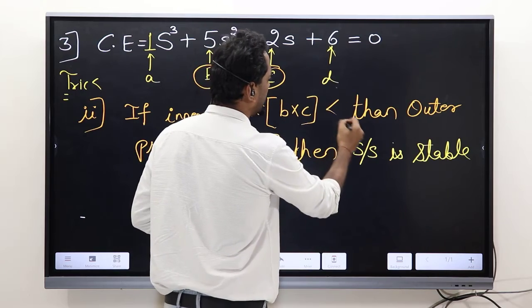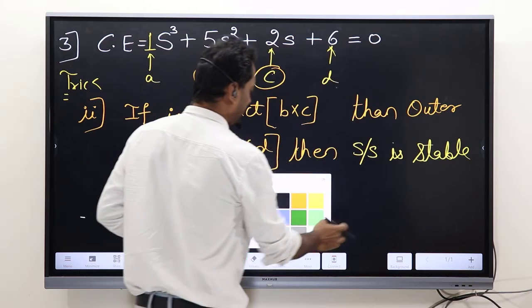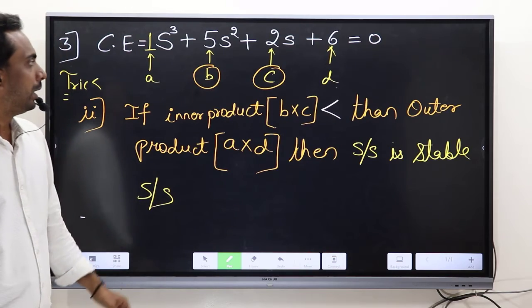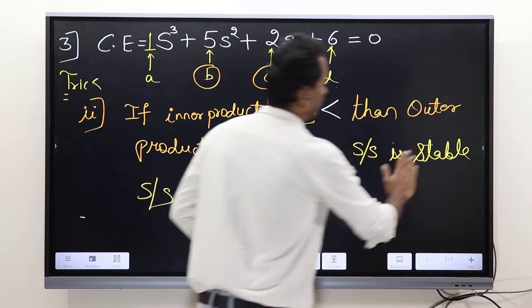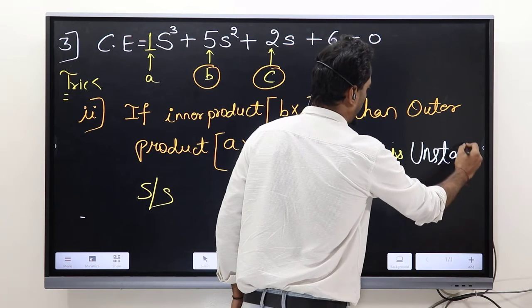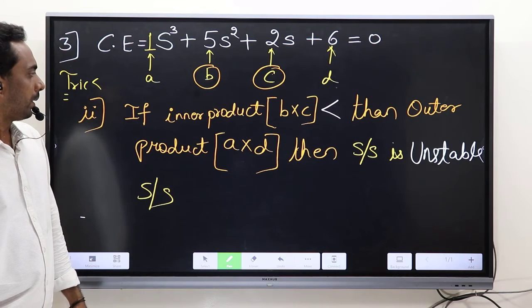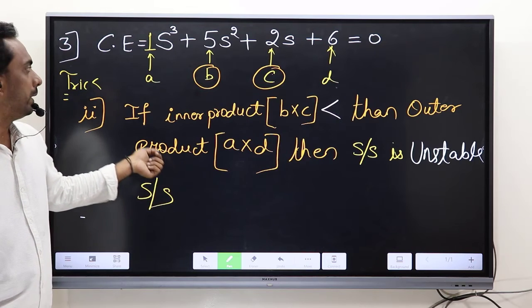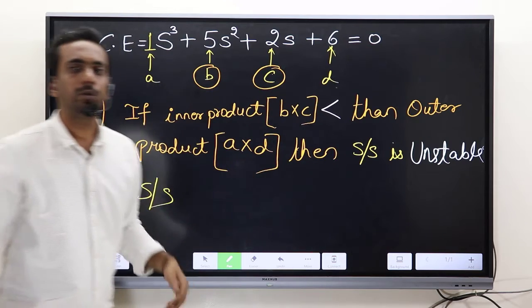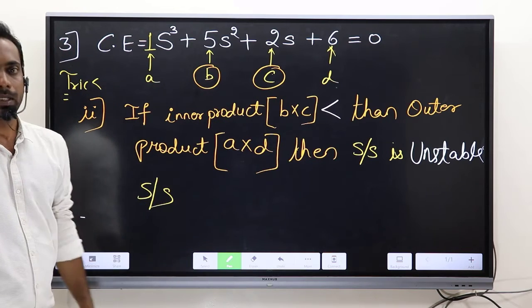If the inner product B into C is less than the outer product A into D, then the system is unstable. Yes, what does this second point say? If A into D, which is the outer product, is greater than the inner product B into C, then the system is unstable.